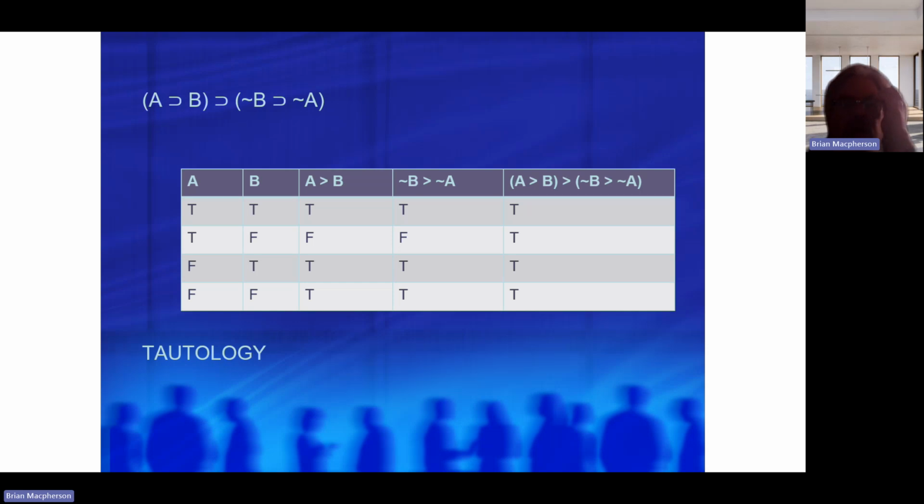A and B are both false. We know by the truth table for P then Q that will make A then B true. We know by the truth table for P then Q that not B then not A will also be true, right? Not B is true, not A is true. True implies true gives me true. So true implies true gives me true for row number 4. As it turns out, this sentence is true in all 4 rows, and so we say that it is a tautology.